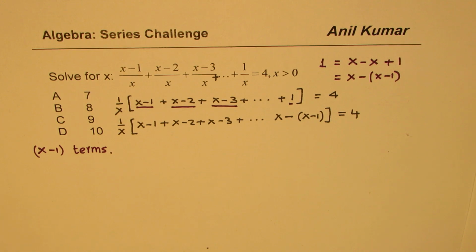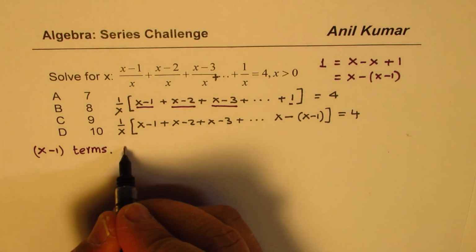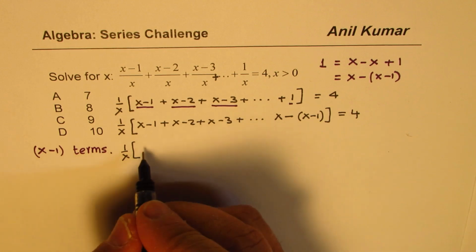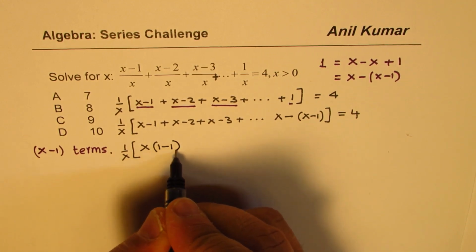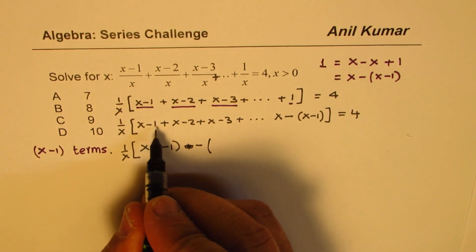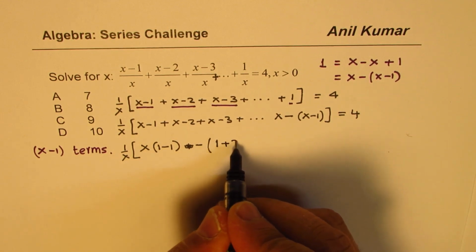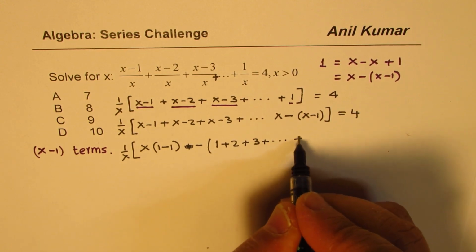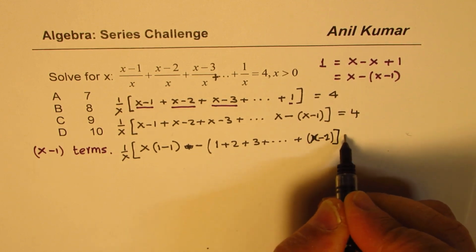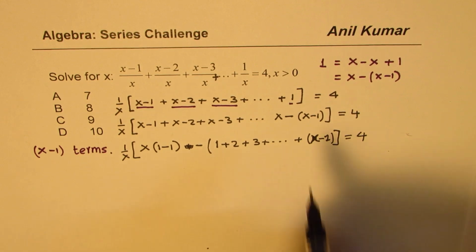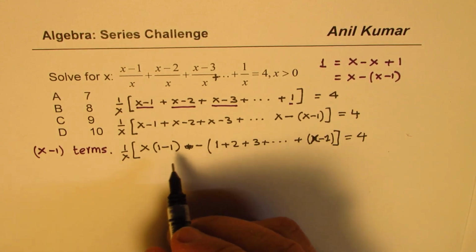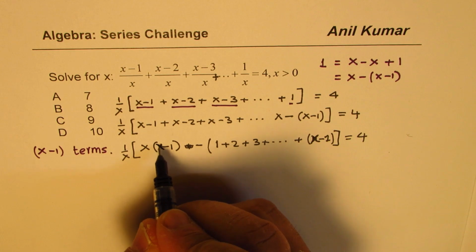Okay, how does that help? Well, now we can add the number of x's. So we have 1 over x times, since we have x minus 1 terms, there are so many x's. When you add them, you get x times x minus 1 plus, or since all these terms are negative, let me take negative here, and we get this series, which is 1 plus 2 plus 3 plus so on till x minus 1, and that should be equal to 4. So we have a series here which has x minus 1 terms, and here we have one term which is x times x minus 1.